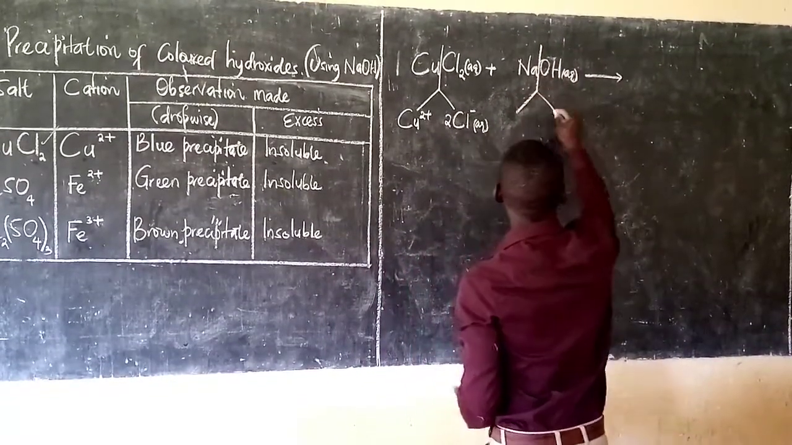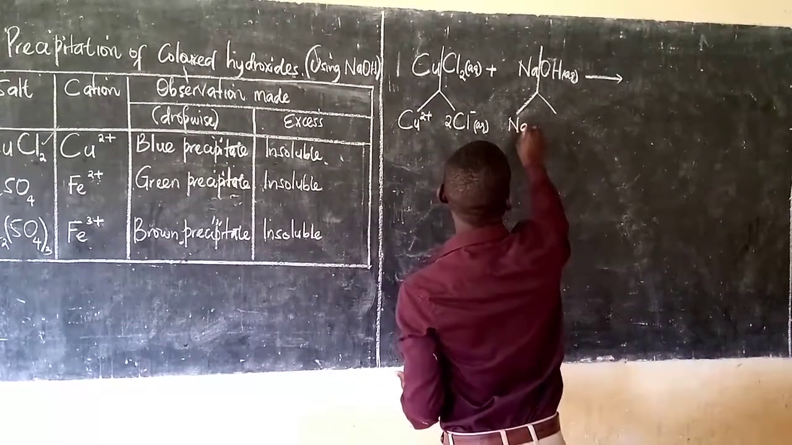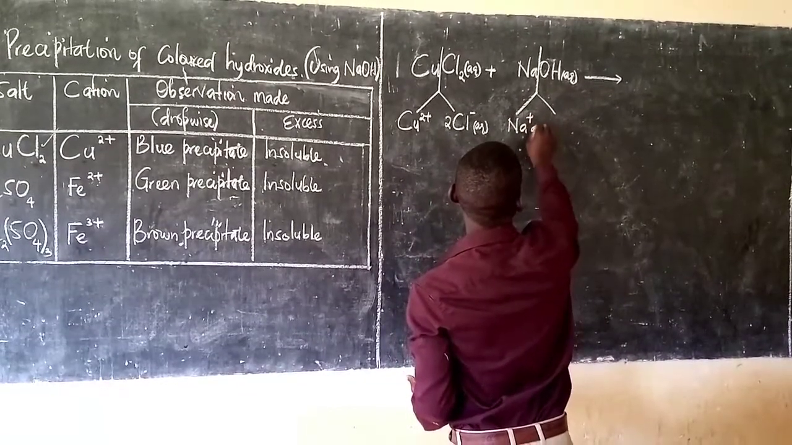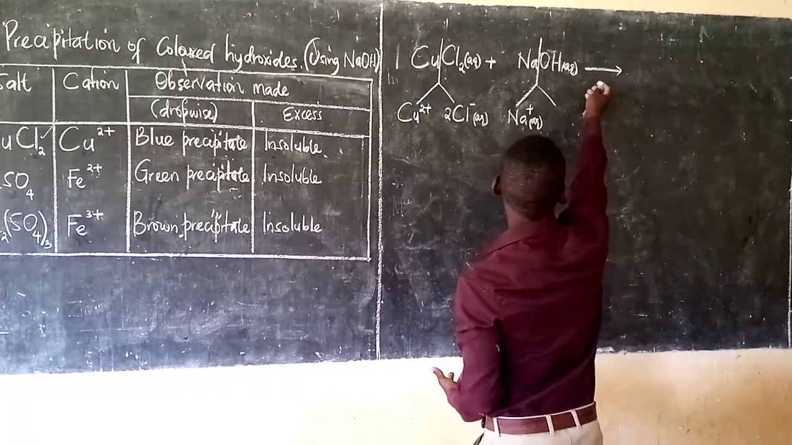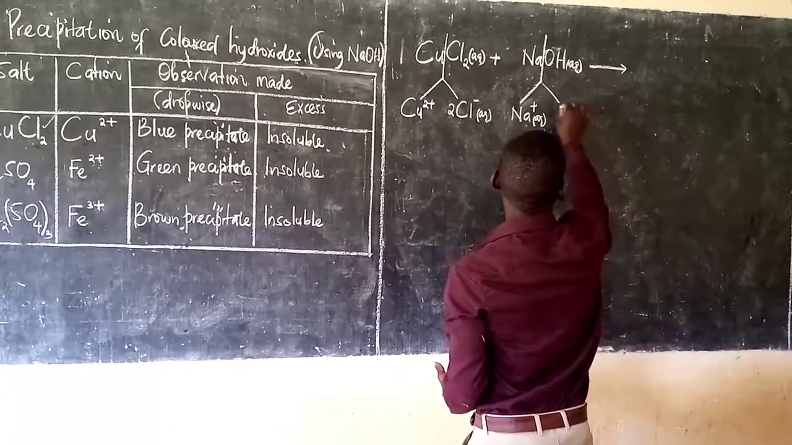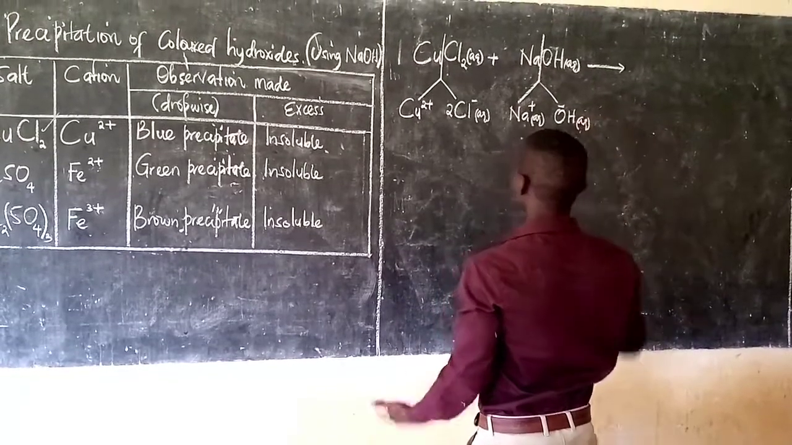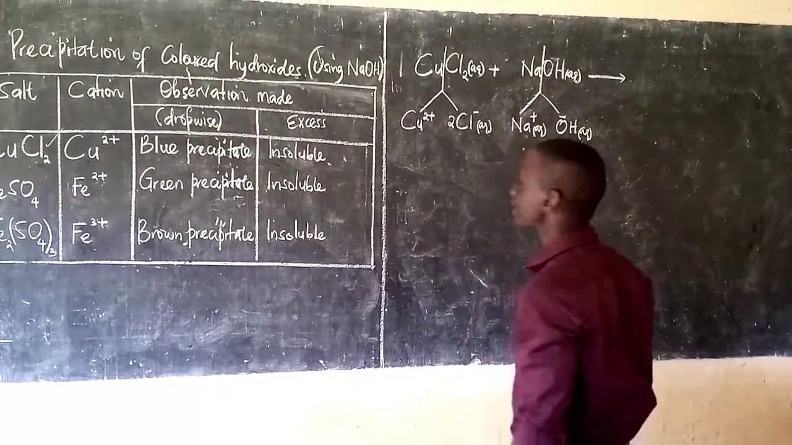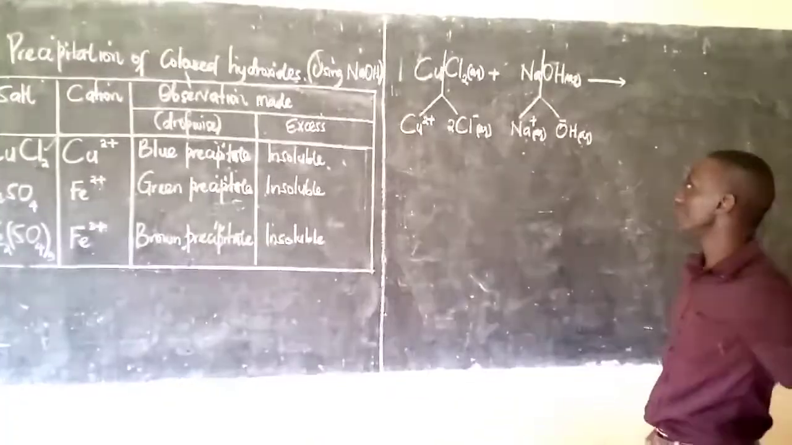Come and split this. When you split it, what does it give you? It gives us the sodium plus in the solution. It also gives us the other side, this negative side, which gives us the radical of the hydroxide in solution. That is what we have. Predict the possible products that can come out.